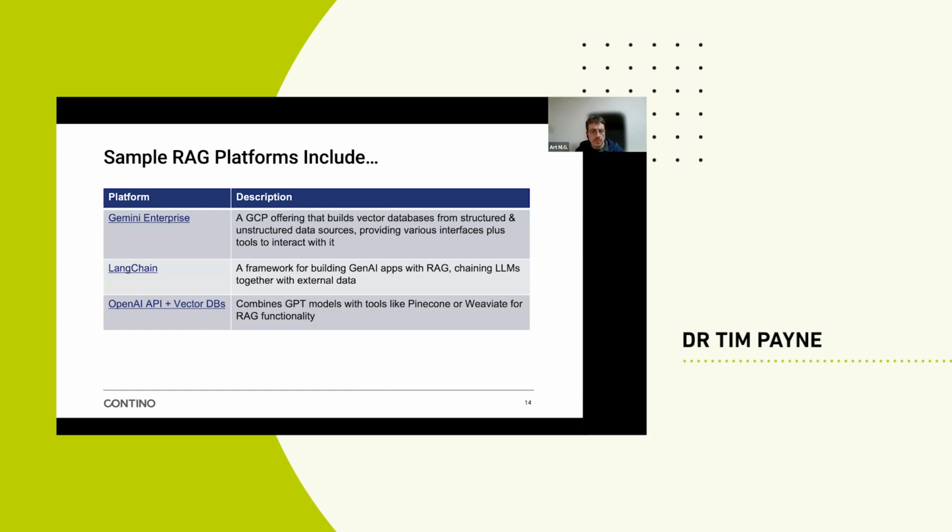The last one is the OpenAI API and VectorDBs. That's more of a framework for combining different tools and different types of vector DBs together. I've not used it, but there is a link in the presentation if you want to look at some of the cookbooks for it.